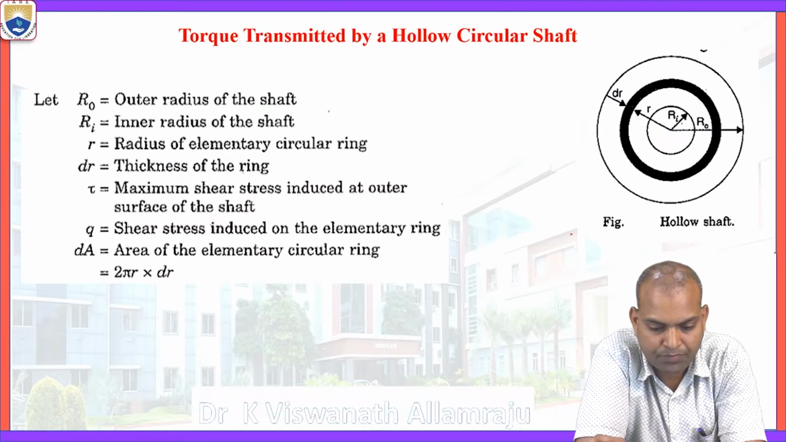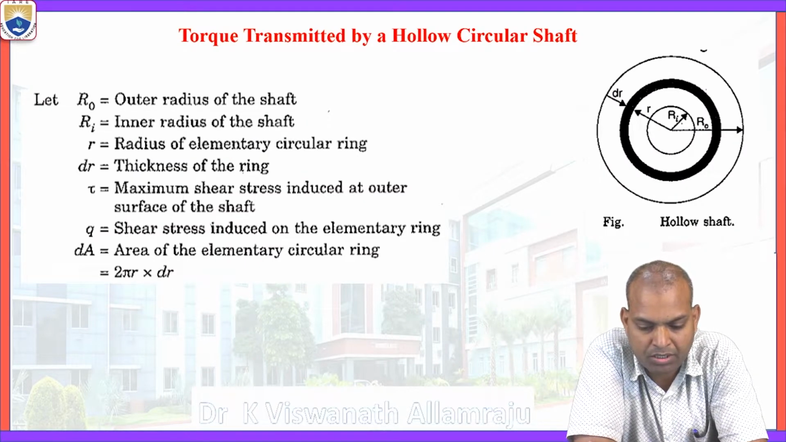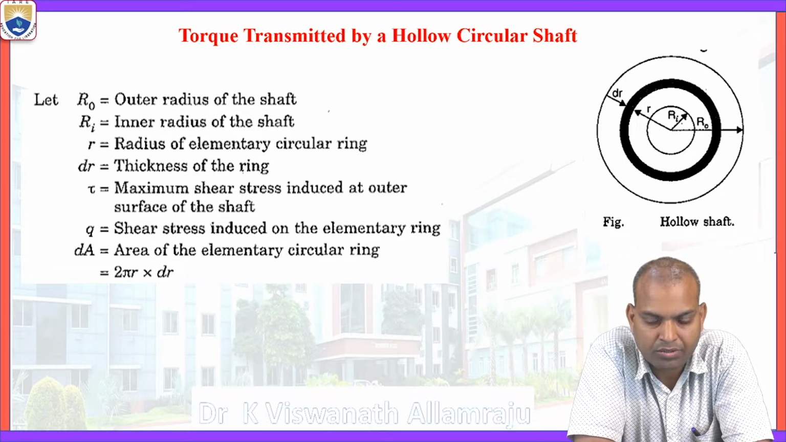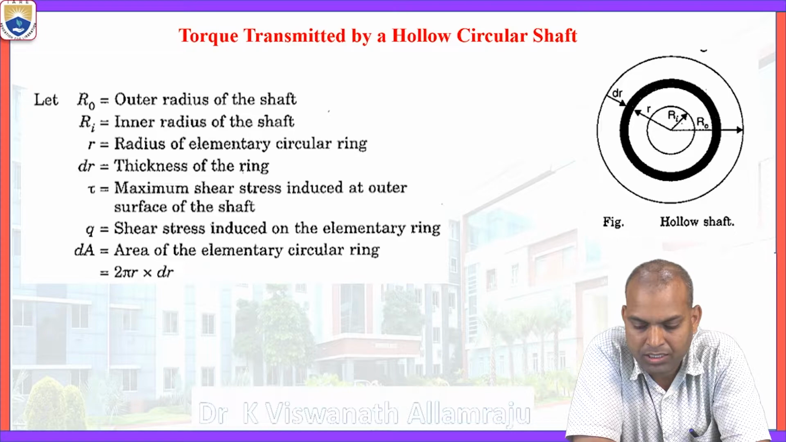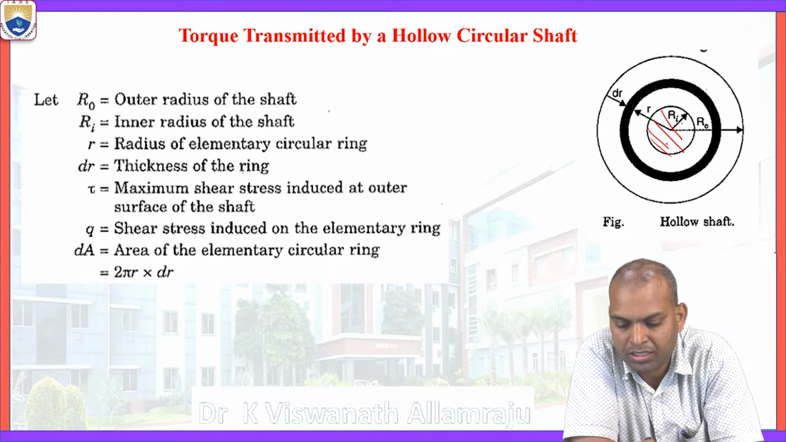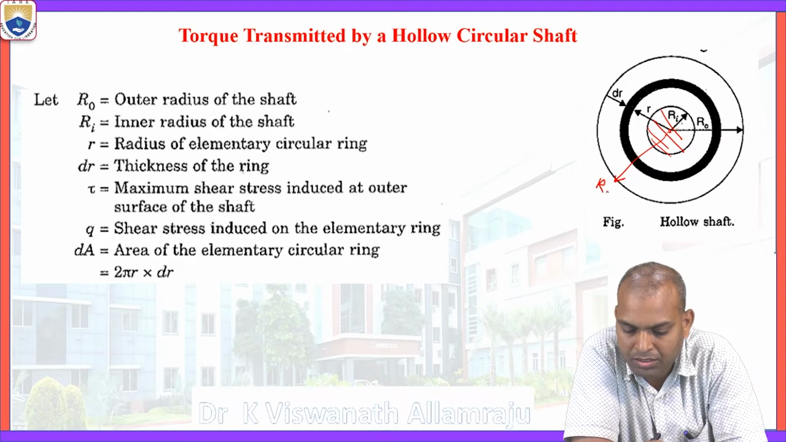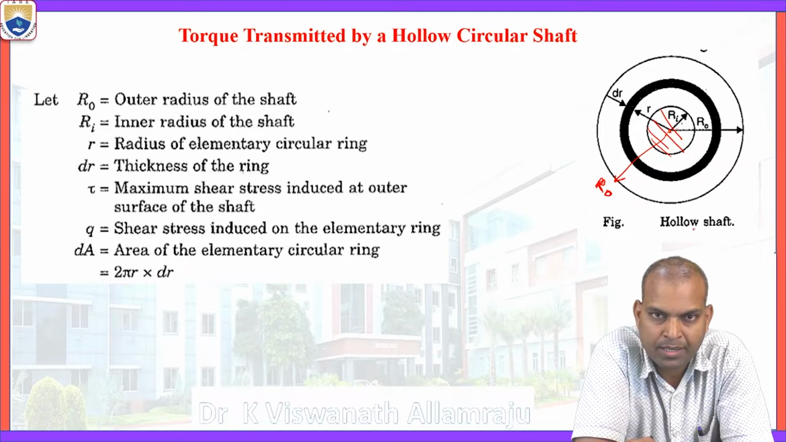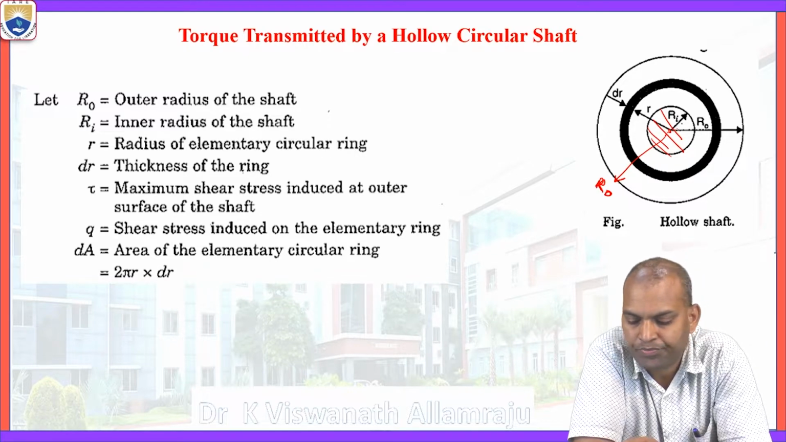Now coming to the torque transmitted by a hollow circular shaft. Here in this figure we can see the cross section of the shaft. The hollow circular shaft has an inside radius Ri and an outer radius Ro. This is the outer radius, this is Ro. Inner radius is Ri, or inner diameter Di, outer diameter Do.